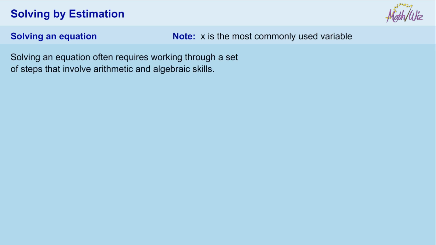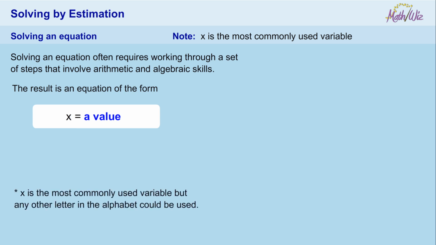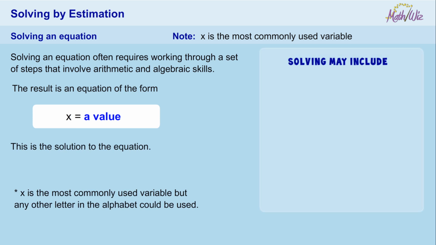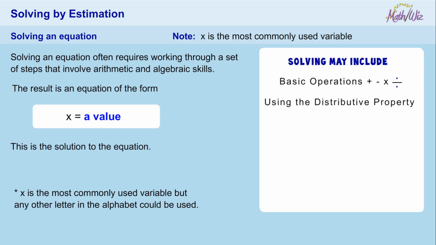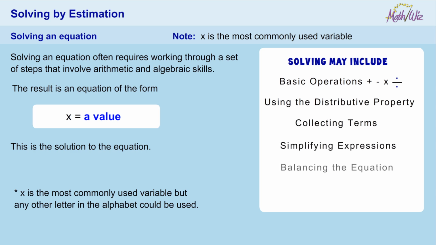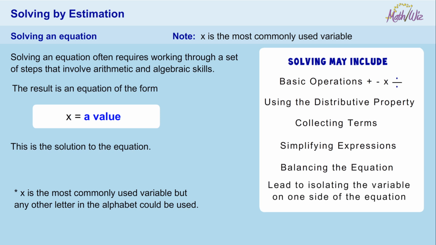Solving an equation often requires working through a set of steps that involve arithmetic and algebraic skills. The result is an equation of the form x equals a value. This is the solution to the equation. Equations may have different degrees of complexity. Solving them may include any of the following skills: basic operations like adding, subtracting, multiplying, and dividing, using the distributive property, collecting terms, simplifying expressions, and balancing the equation. Carrying out the required skills correctly will lead to isolating the variable on one side of the equation and a single value on the other side.